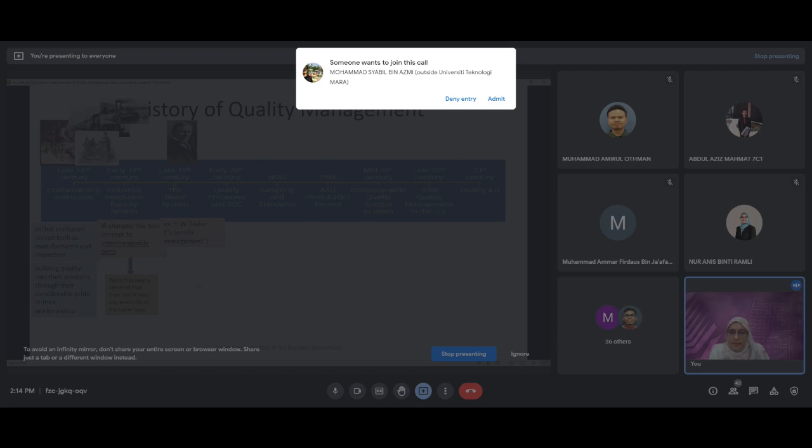And in the late 19th century, the Taylor system was introduced by Frederick Winslow Taylor. This is known as scientific management. Taylor's system emphasized production efficiency and decomposed jobs into smaller tasks. So in other words, Taylor made the process into small tasks throughout the process.